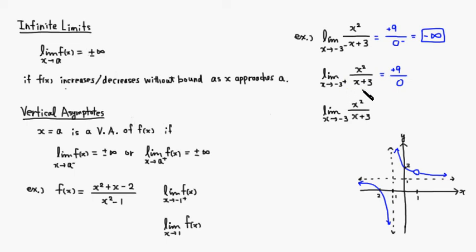So you can think of it as -2.999 or something like that. So -2.999 plus 3 is going to be slightly positive. So you have 9 divided by 0 is going to get big. Positive divided by positive is going to be positive, so we have that.